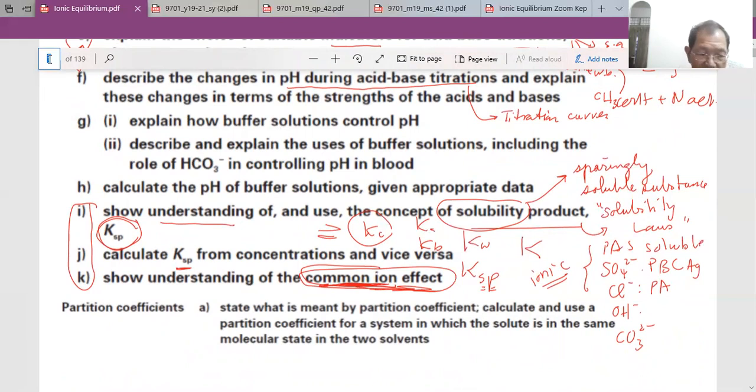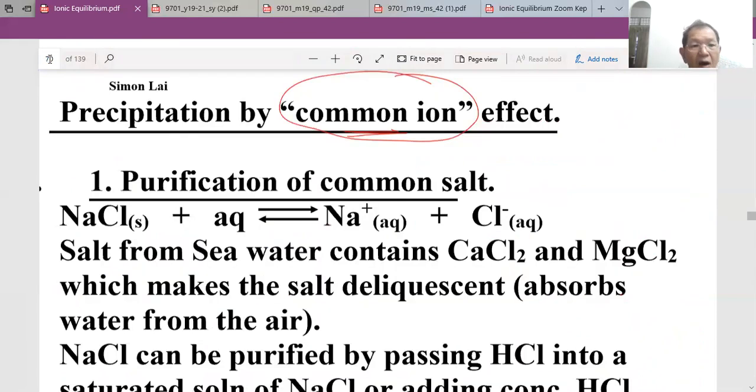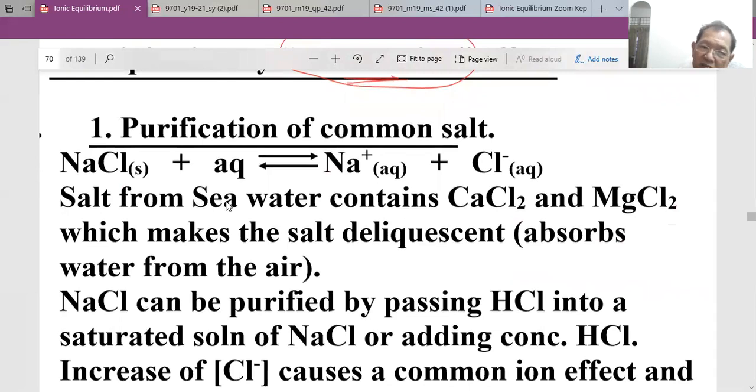Now, what's the use of this? Very simple. Common salt, sodium chloride, is bad for your high blood pressure. It's good for taste only, so limit your sodium. It comes from seawater, and seawater contains sodium chloride, calcium chloride, and other minerals, which are actually good, so your body needs them. But if you find these two in your table salt, you absorb water. It's called deliquescent, so it becomes wet.